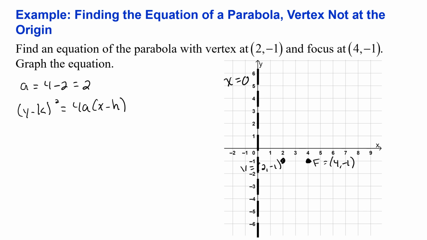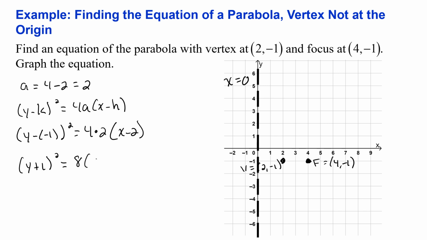So substituting this information into our general equation, we can write y minus negative 1 all squared equals 4 times 2 times the quantity x minus 2. Simplifying, we get the equation y plus 1 all squared equals 8 times the quantity x minus 2. And this is the equation of our parabola with the given information in the problem statement.